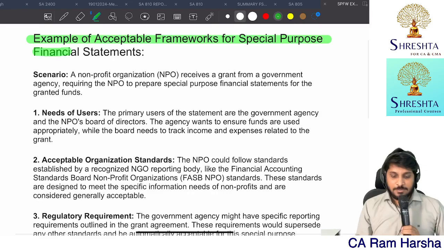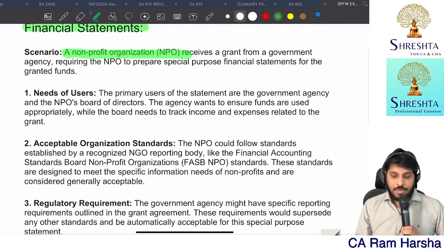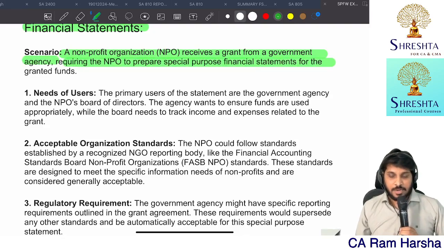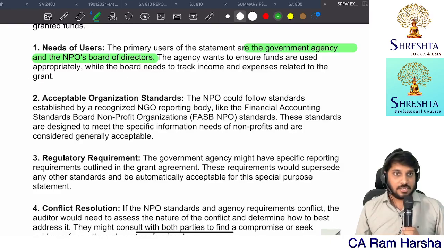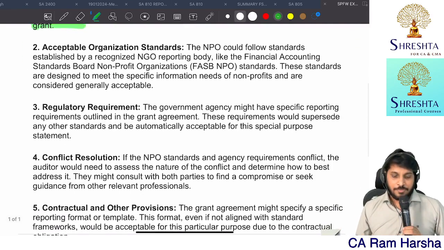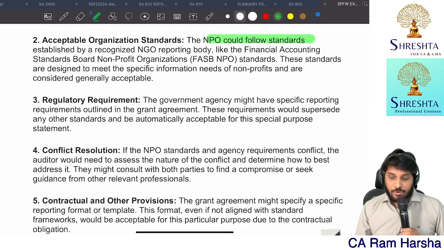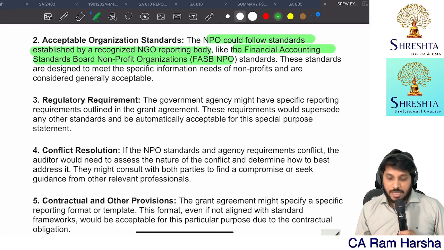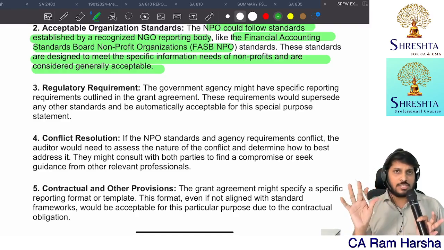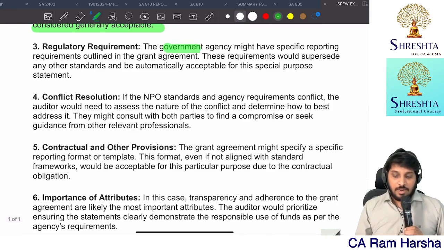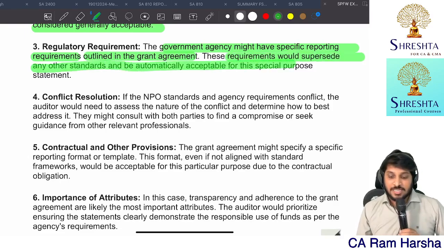What is an example of an acceptable framework for a special purpose scenario? An NPO receives a grant from a government agency requiring the NPO to prepare special purpose financials. Needs of the users: primary users are the government agency and the NPO board of directors. The agency wants to ensure funds are utilized properly, whereas the board just tracks the expenses. The NPO may follow standards established by an NPO reporting body, for example, financial accounting standards for non-profit organizations. These standards are designed to meet specific information needs of the users, which are generally acceptable. The government agency might have specific reporting requirements outlined in the grant agreement. These requirements would supersede any other standard.